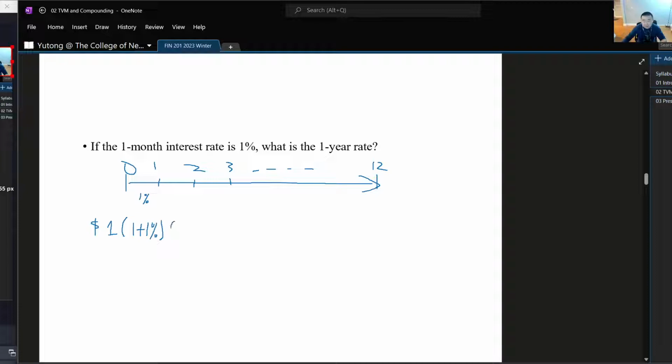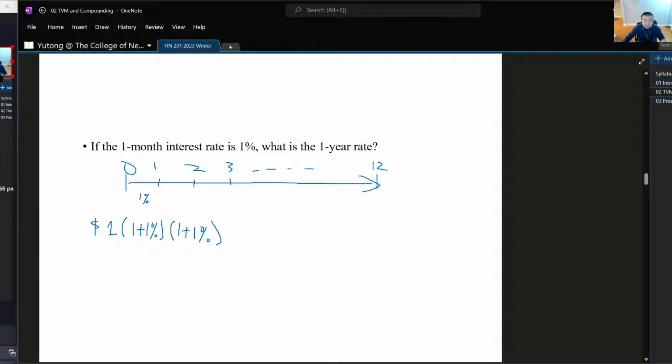Then another month later, you have this, right? So this whole thing is your beginning of month 2, which is here, right? At the beginning of month 2, you have this much, but at the end of month 2, you have a total of this much, right?